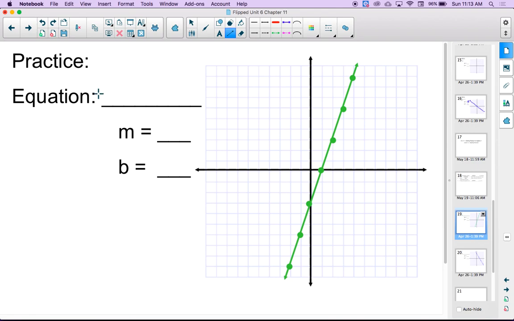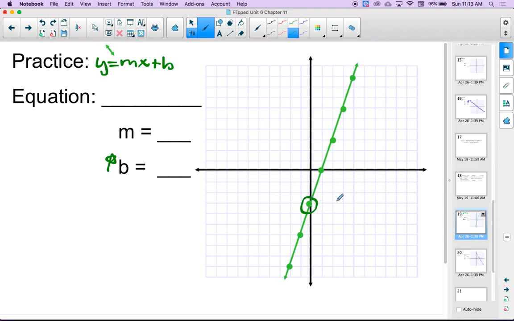So remember the equation is going to be y equals mx plus b, and our job is to find the m and to find the b. And then we can put them into that equation and write it right here. So the first thing we want to find is b, the y-intercept, and that's the point where the line crosses the y-axis. So if I look at my y-axis, I can see that my line crosses right here.